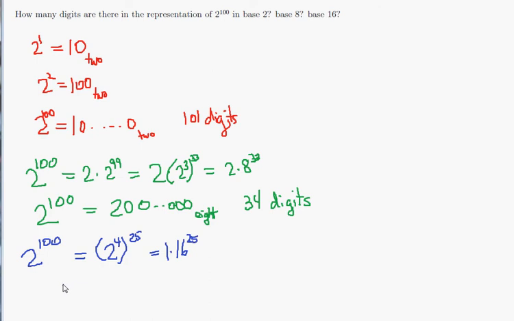And so therefore, if I wrote 2 to the 100th in base 16, there would be a 1 in the 16 to the 25th spot. There would be a 0 for the 16 to the 24th, 0 for the 16 to the 23rd, and so on, down to 16 to the 0. So this would be 26 digits, where the only non-zero digit appears in the 16 to the 25th spot.